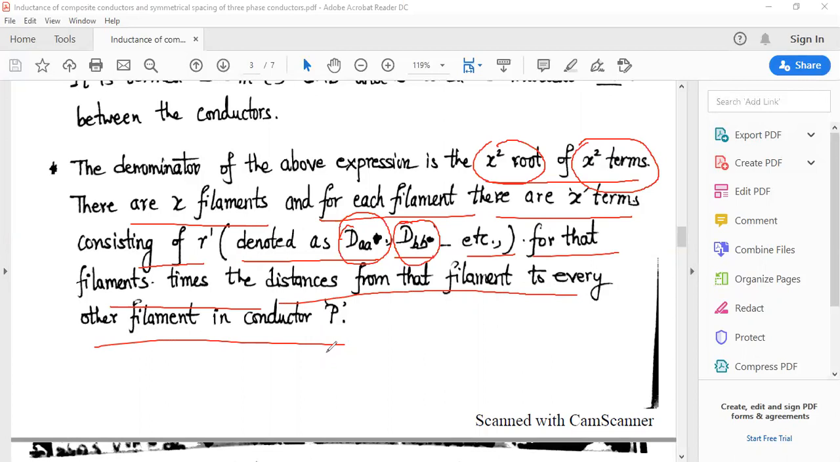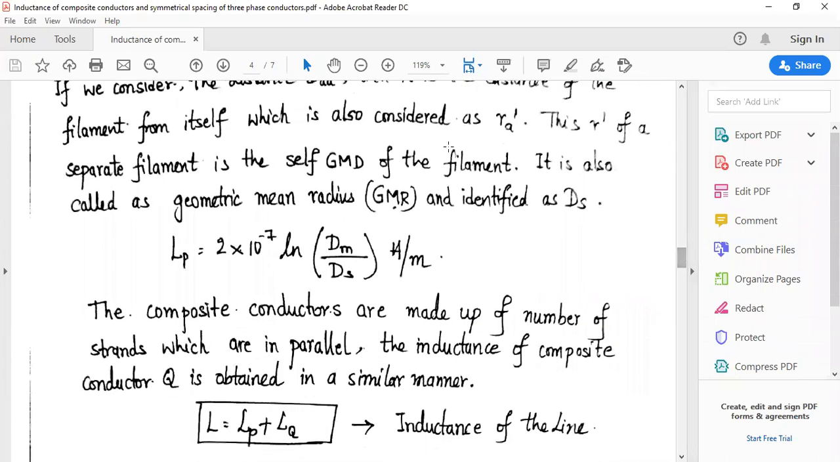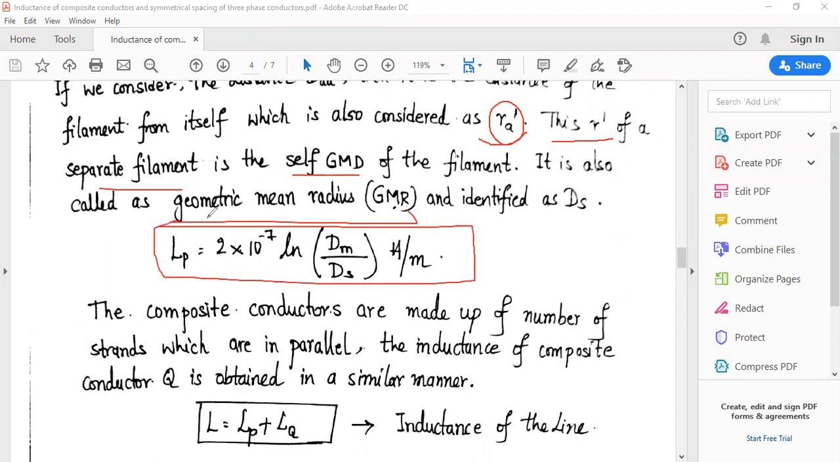It is just like having the GMR, the geometric mean radius, for each filament. GMR can also be called self GMD, with the notation r'. So r_a', r_b' is r' for a separate filament like a, b, c, d, or many filaments present in each conductor.